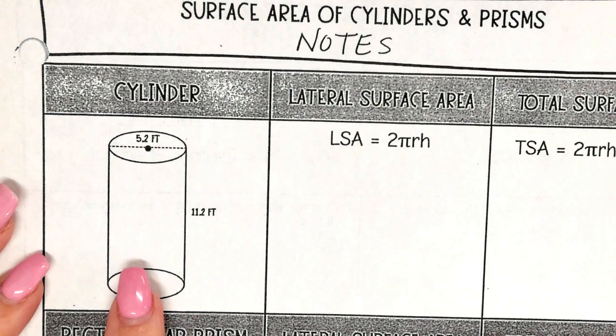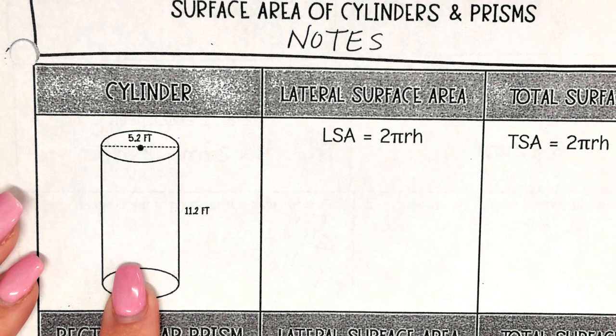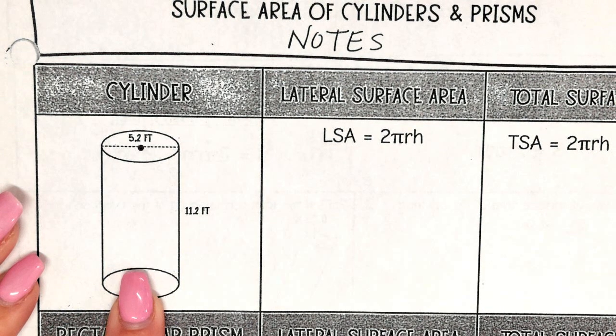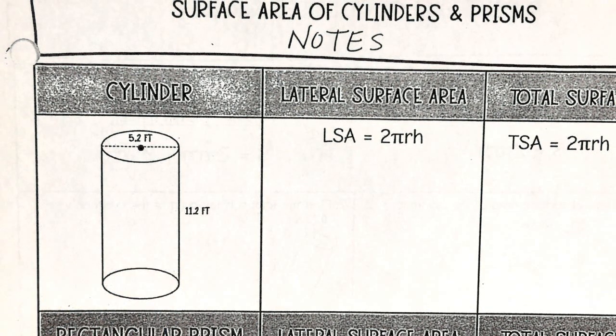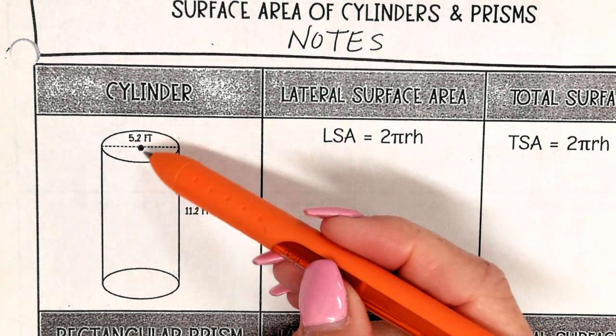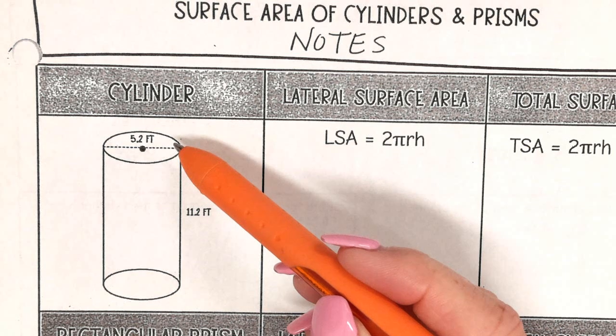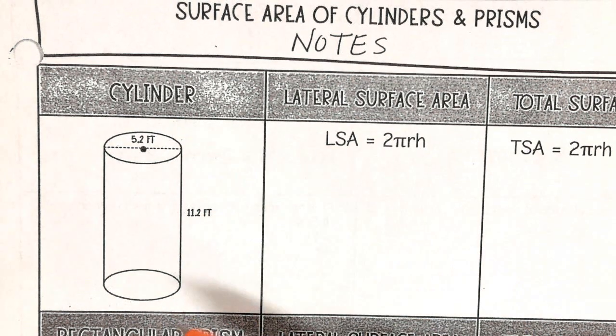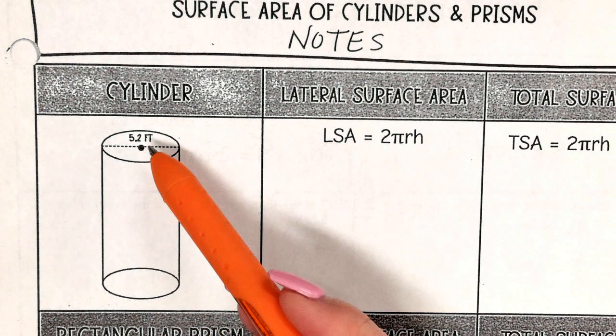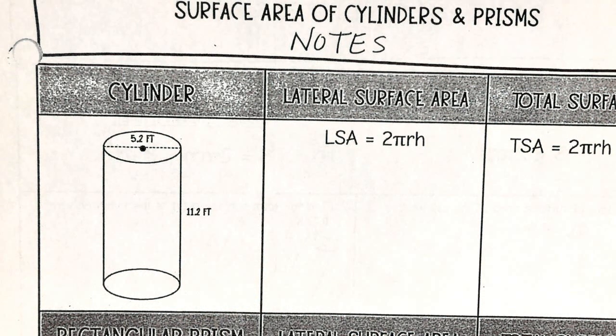What type of shape is this? A cylinder. And remember that a cylinder has a base of a circle. There are two circular bases. Does everybody agree? They are identical. So it doesn't matter if they put the radius down here or here. Now, do y'all remember what radius is?